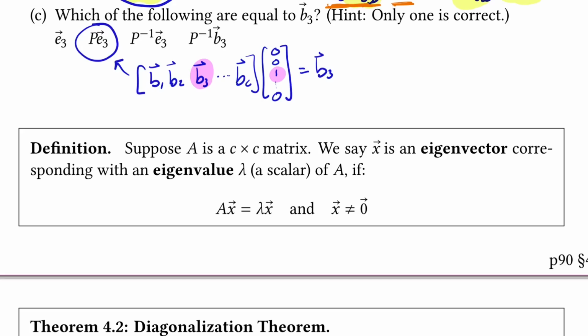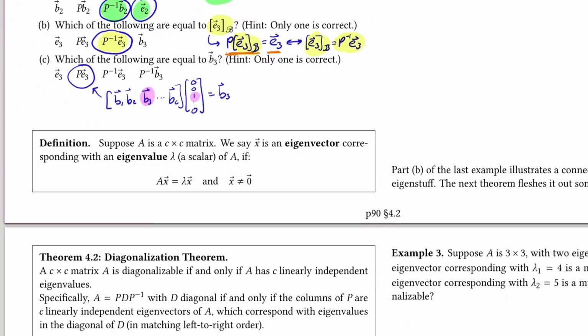Hello, hello. Let's jump into section 4.2, eigenstuff. Eigenstuff is eigenvectors, eigenvalues, but they go together so much, I just like to call them eigenstuff. So let's read this definition. This is going to be closely related to what we did in 4.1.